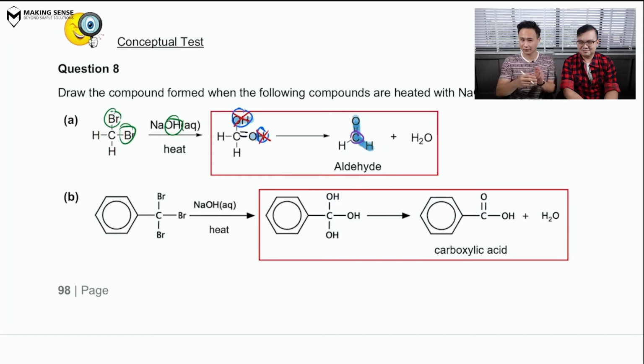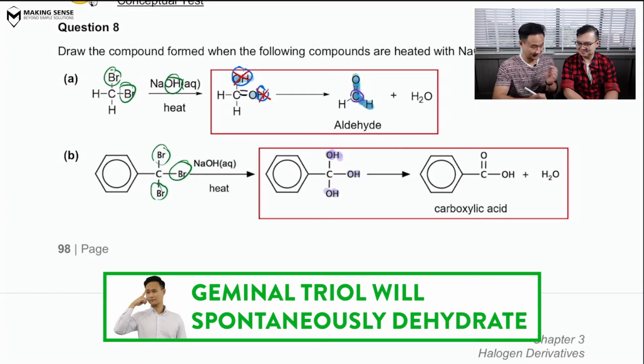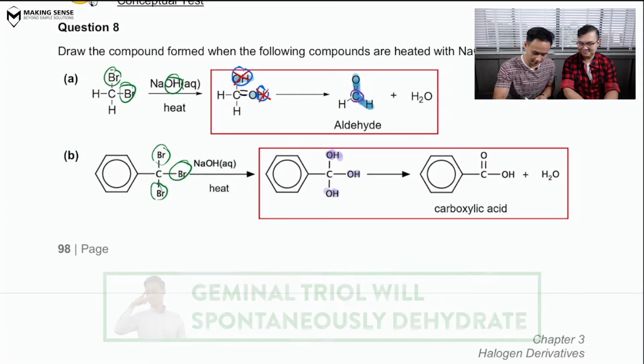So for 8B, something similar. So again, we have 3 halogens attached to the same carbon. So when you do nucleophilic sub, all right, you have 3 hydroxyl groups bonded to the same carbon. Mr. Leong, what do you call this? This is going to be a geminal triol now. Okay. Now again, it is unstable, right? That's right. So it will spontaneously dehydrate, remove water again.